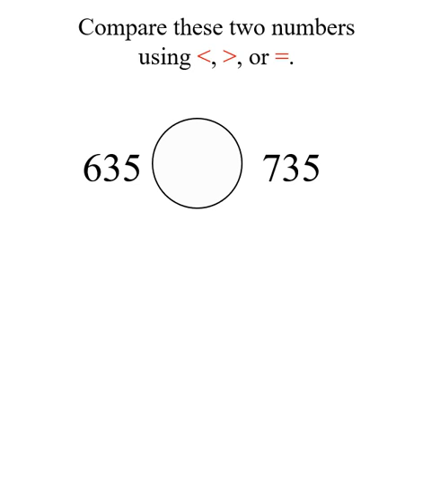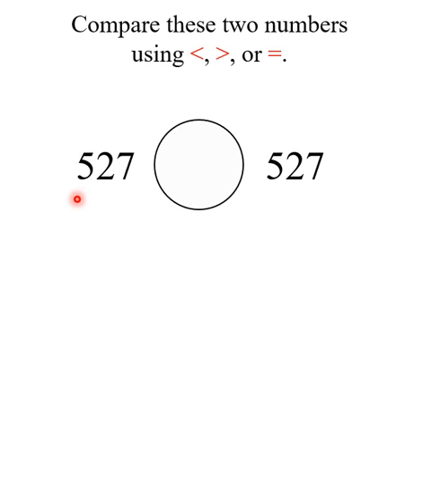We are going to compare some more numbers. This time I have 635 and I'm comparing it to 735. Remember that we always want to start in the hundreds place because hundreds are worth more than tens and ones. 635 has 6 hundreds. 735 has 7 hundreds. I know that 6 hundreds is less than 7 hundreds, so I know right away that 635 is less than 735. So 6 is less than 7.